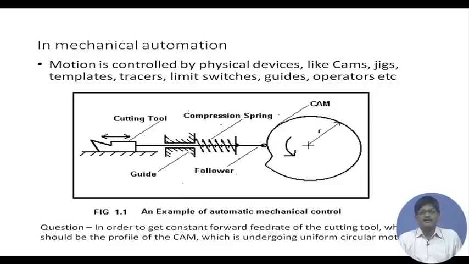Now that we have started discussing CNC machines, computers were not there throughout the ages, and we did not have NC machines also beyond in the past, say 70 years back or even more than that. So, at that time, how were automatic operations executed on machine tools? This is one example of mechanical automation.